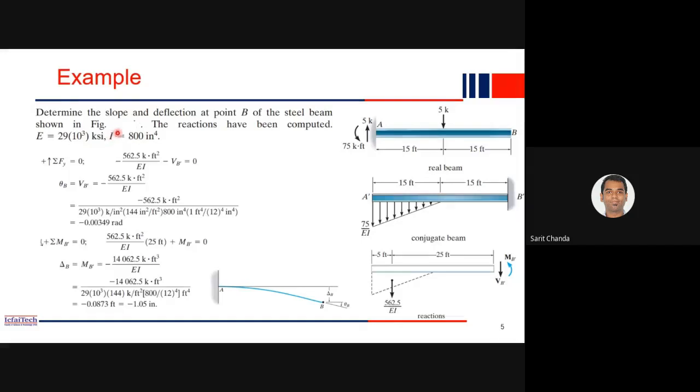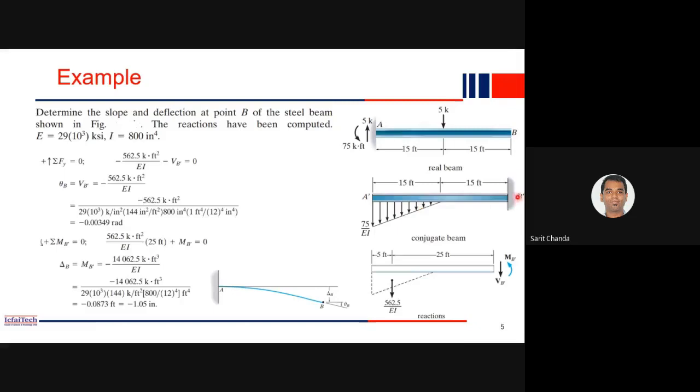So our first job will be to draw the conjugate beam. This one is the real beam. Now we have to draw the conjugate beam. First, we have to convert the supports. In the real beam, if you have a fixed support, then in the conjugate beam that end will be free. There won't be any support at this end. And if in the real beam there is a free end, then in the conjugate beam it will be the fixed end. That's what we saw in the last slide also, how you can convert the supports.